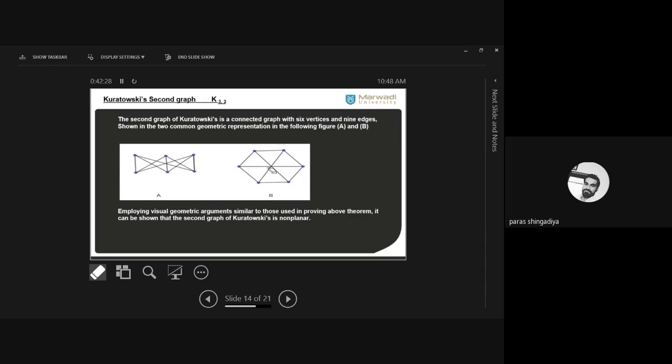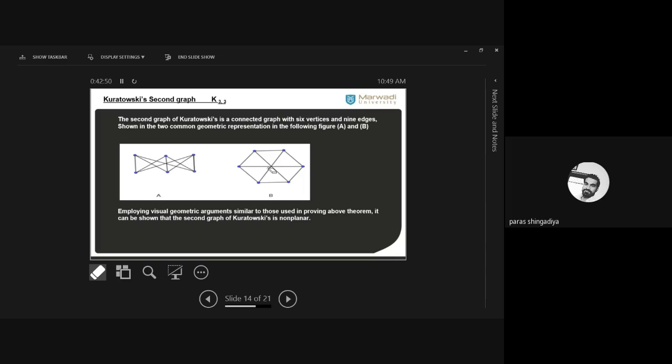Now the same procedure you can apply to prove K33 also. Clear? The second graph of Kuratowski's theorem is a connected graph with 6 vertices and 9 edges. Clear? Shown here are the common geometric representations of the following graphs A and B.